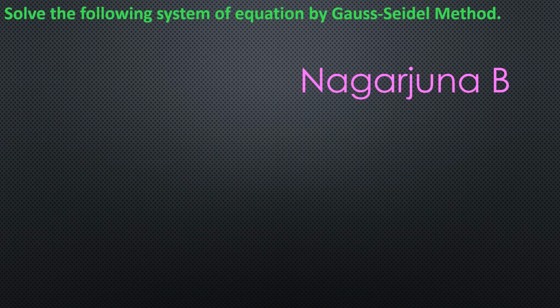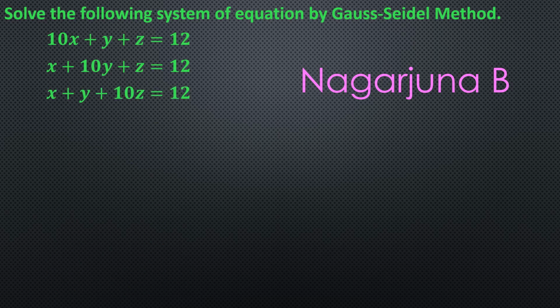Solve the following system of equations by Gauss-Seidel method. The first equation is 10x plus y plus z is equal to 12. The second equation is x plus 10y plus z is equal to 12. The third equation is x plus y plus 10z is equal to 12. So it is a system of equations, and you need to solve these equations by using the Gauss-Seidel method.